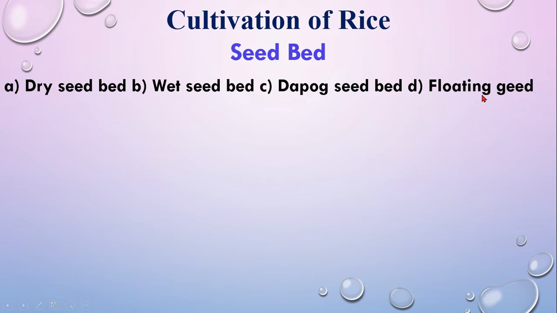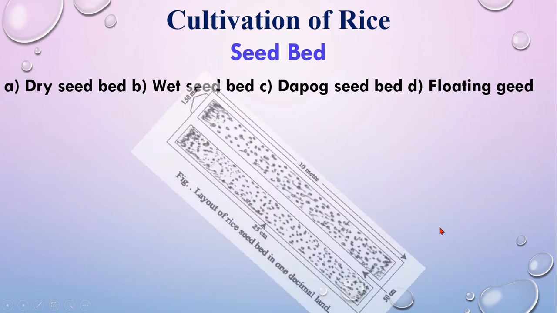Dapok seed bed and floating seed bed are for flood prone areas, and dry seed bed and wet seed bed are for normal areas where there is not enough water or no flooded condition. There we can use these 2 types of seed bed.